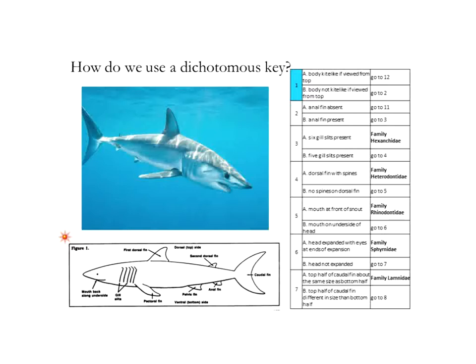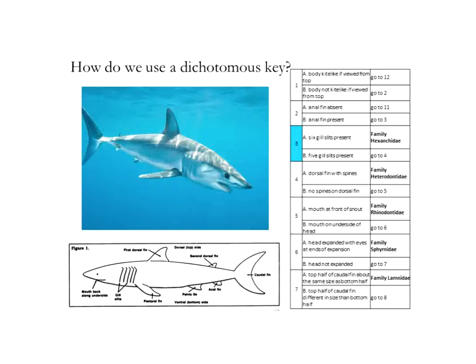From this image, we might not be able to tell, but if we imagined it, we would know that the body here is not kite-like if viewed from the top. So that would prompt us to move over to step 2. Step 2 is about the presence of an anal fin. If you look down at this little figure, the anal fin is that small little fin right before the caudal. In this case, the anal fin is present, so we're going to proceed to step 3.